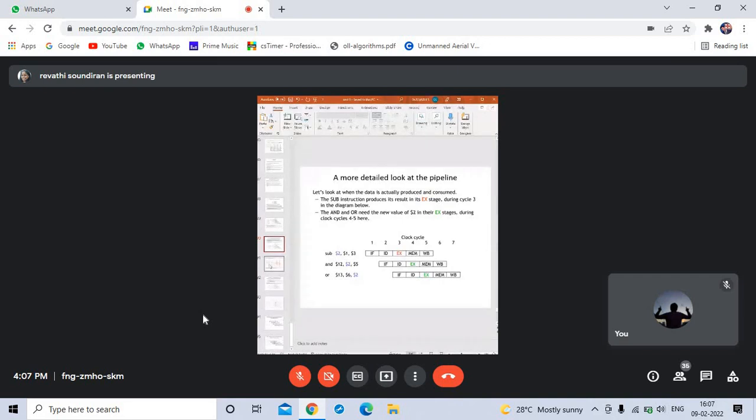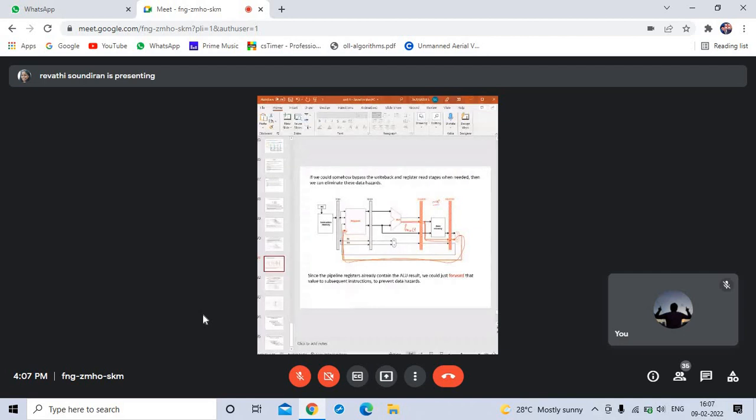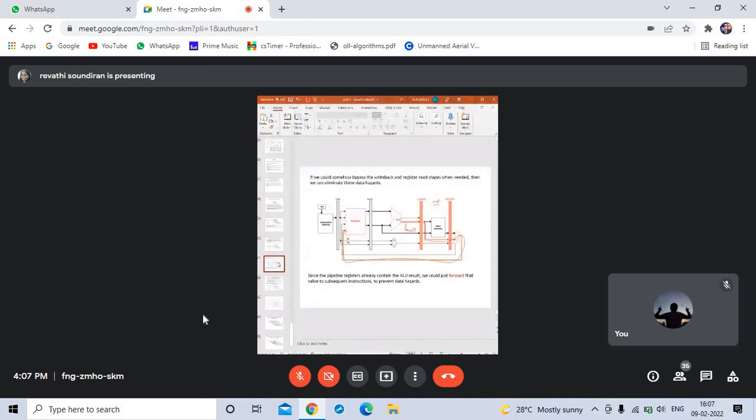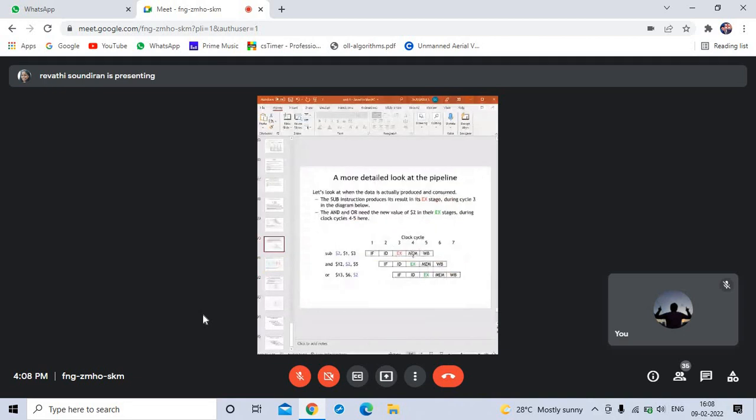This problem can be resolved when you bypass the write back stage and the register read stage when needed, and make the data available immediately. Then this hazard can be eliminated. For instance, the memory read and the write back stages are what cause this problem of data hazard.